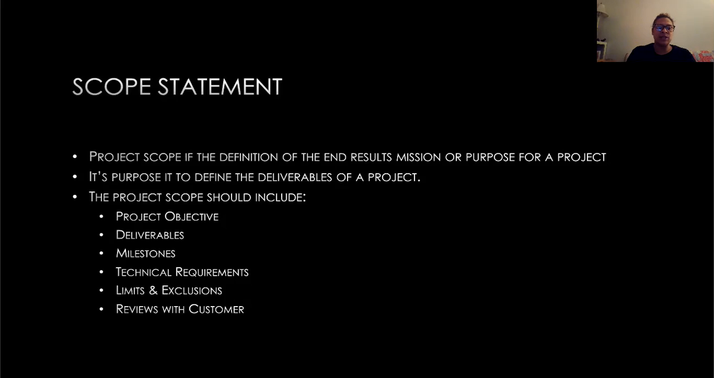Project scope is the definition of the end results mission or purpose for a project. Its purpose is to define the deliverables of a project. The project scope is key to the project's success. A weak project scope may allow the project to steer off path. The scope needs to define the deliverables in tangible, clear, and measurable terms. The project scope should include project objective, deliverables, milestones, technical requirements, limits and inclusions, and reviews with the customer.